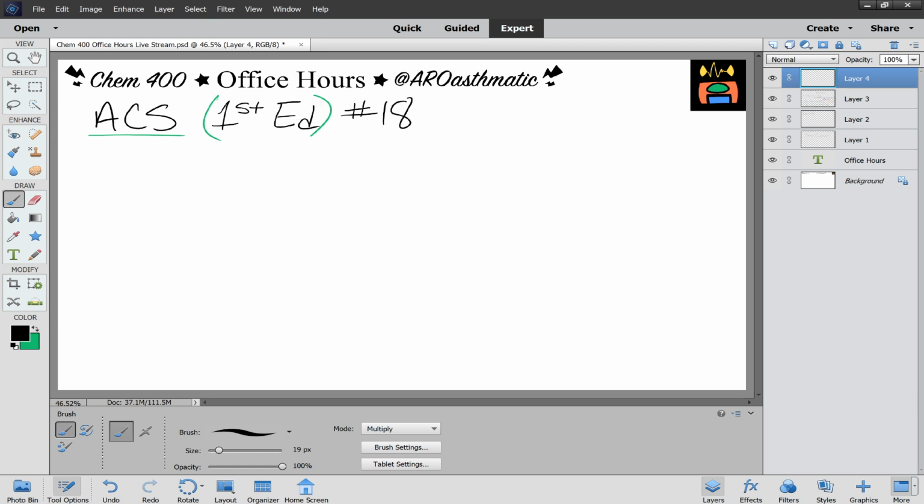Problem 18 from page 51. And again, this is from the first edition. So problem 18 asks, what is the value of the change in enthalpy for this reaction?